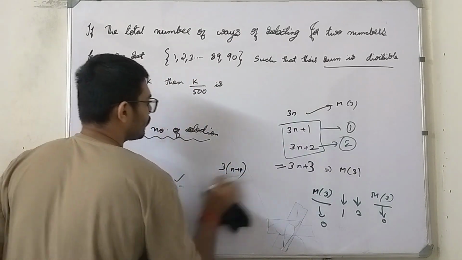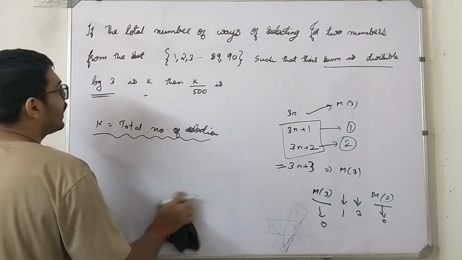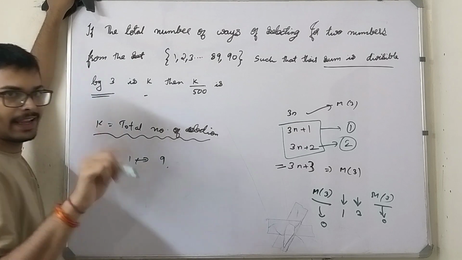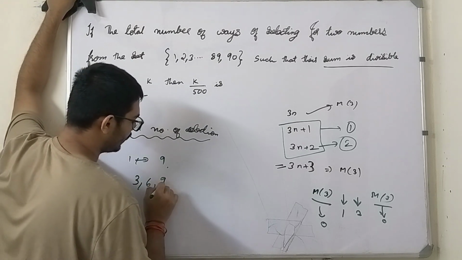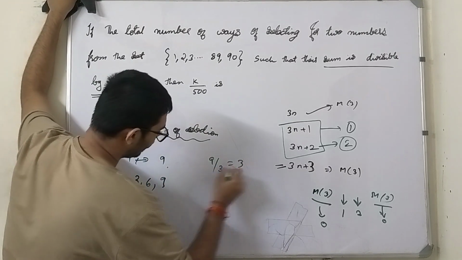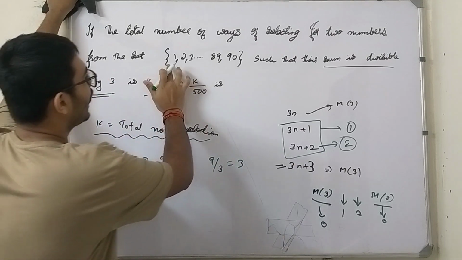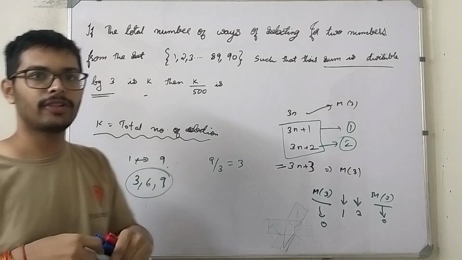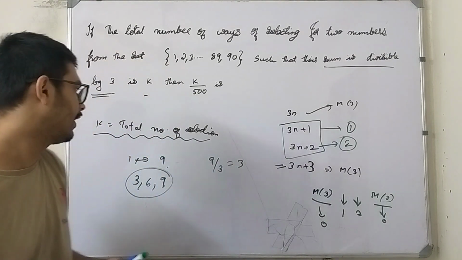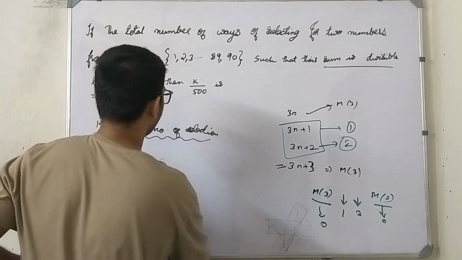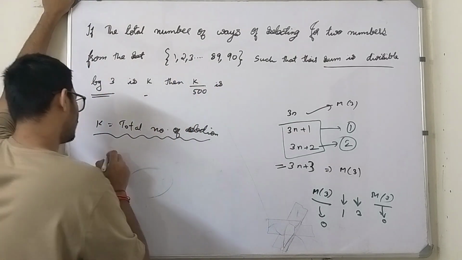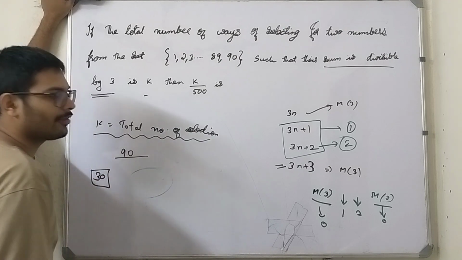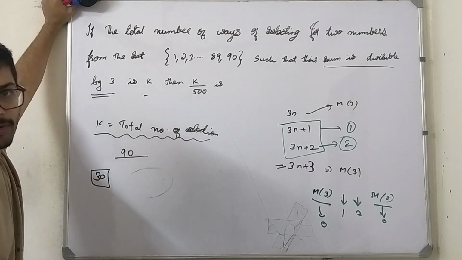Now the idea is, if you take numbers 1 to 9, how many multiples of 3 are there? 3, 6, 9, which means 9 divided by 3 is 3 multiples. If you take numbers from 1 to 90, how many multiples of 3 will there be? 90 divided by 3, which means among these 90 numbers, 30 numbers will be multiples of 3.